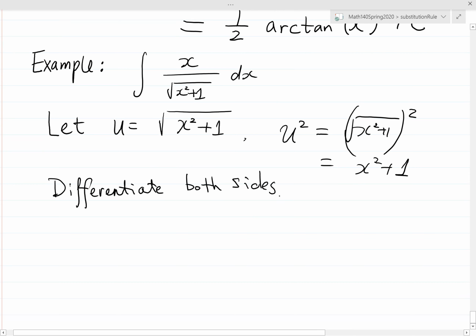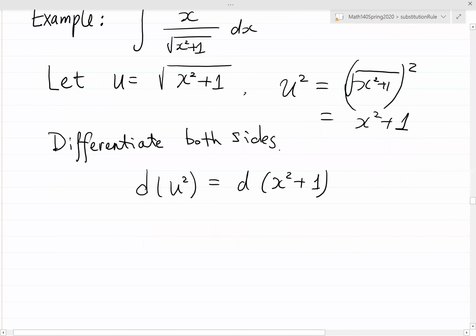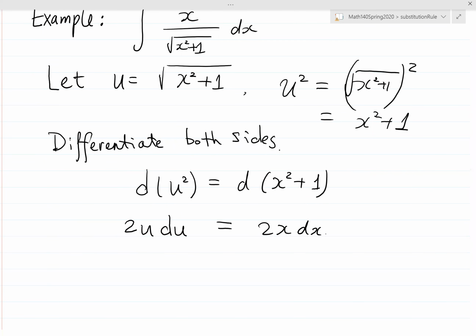So you can get d of u squared equal to d of x squared. This side you get 2u du, and this side you get 2x dx. Of course, you can differentiate with respect to some variable. However, by chain rule, you can just differentiate both sides: the left side with respect to u, viewing u as a variable, and the right side with respect to x, viewing x as a variable, and you still get the equality.